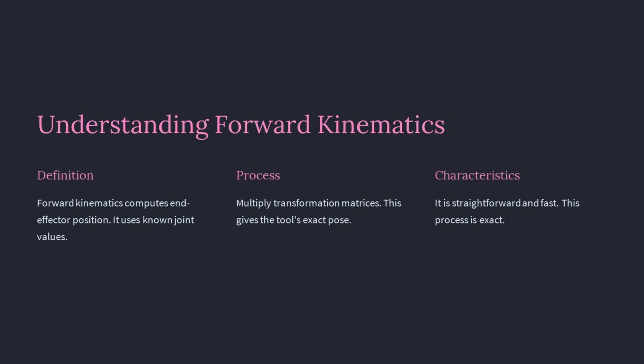The first is called forward kinematics. In forward kinematics, we start with the values that describe each joint of a robot, for example the angles of rotational joints or the extension distances of sliding joints. Using those values, we compute the exact position and orientation of the robot's tool or end effector in three-dimensional space. This process is straightforward and involves multiplying a series of transformation matrices.